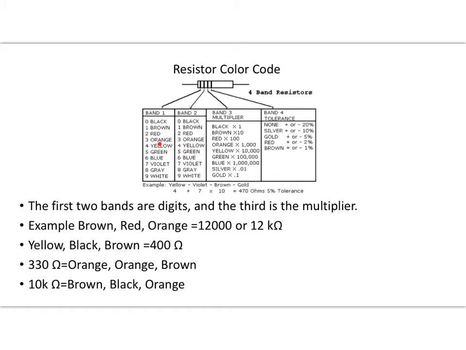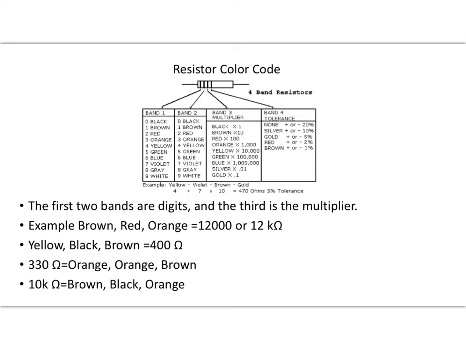of the spectrum: red, orange, yellow, green, blue, violet, and then gray and white, and colors are associated with the digits. This is just to help you remember the color code, but I'm not going to ask you to memorize this. If I ask you this question on a quiz or an exam, I'll give you the actual code to work with. Okay, so let's try a few examples.